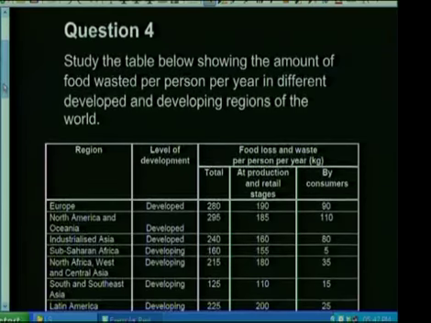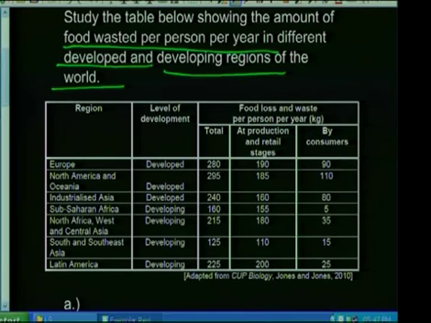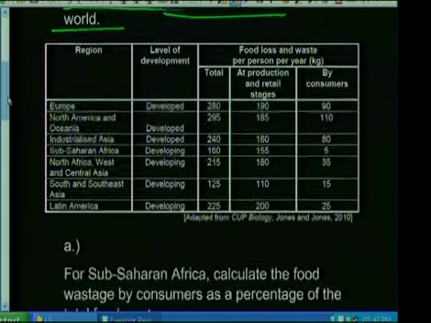So consult with the local people in the area. How do they deal with the treatment of these things? And you'll be shocked at so many different treatments that we can get without using a medicine, Western medicine for that matter. Good. Move on to question 4. Study the table below showing the amount of food wasted per person per year in different developed and developing regions of the world. So they're giving you a table.